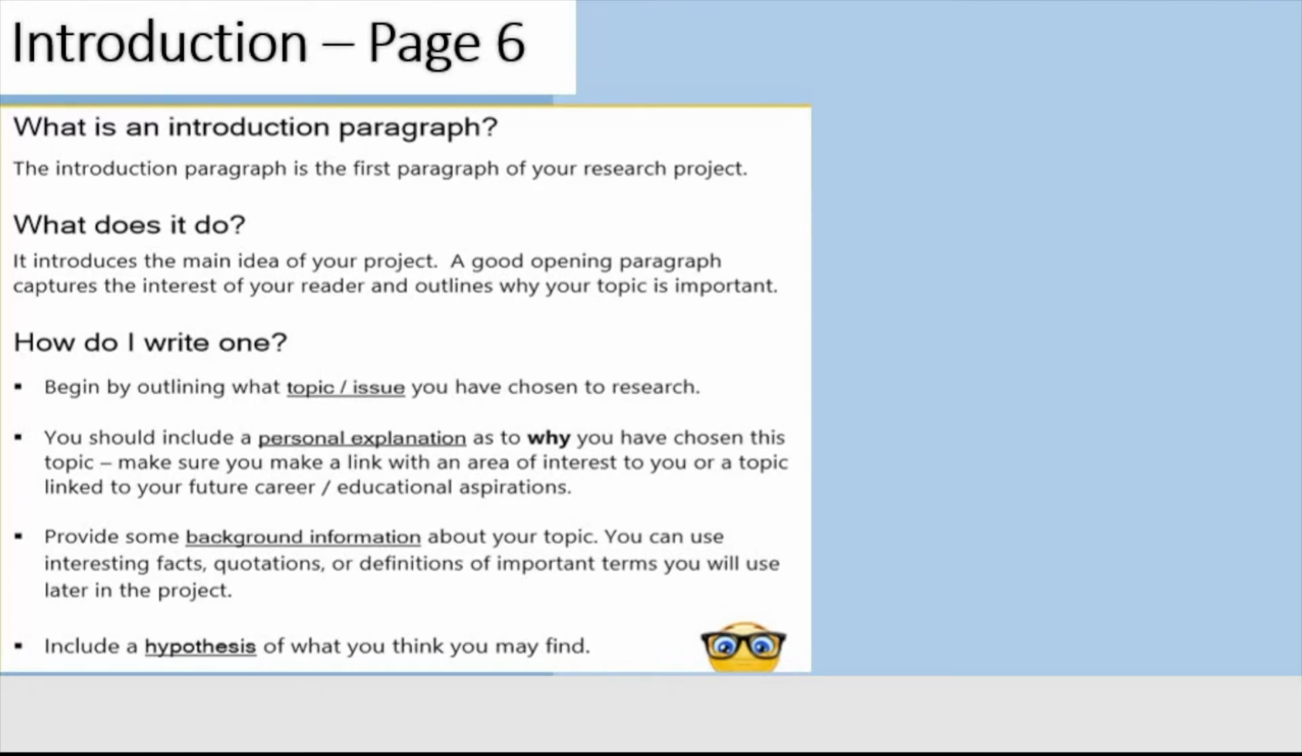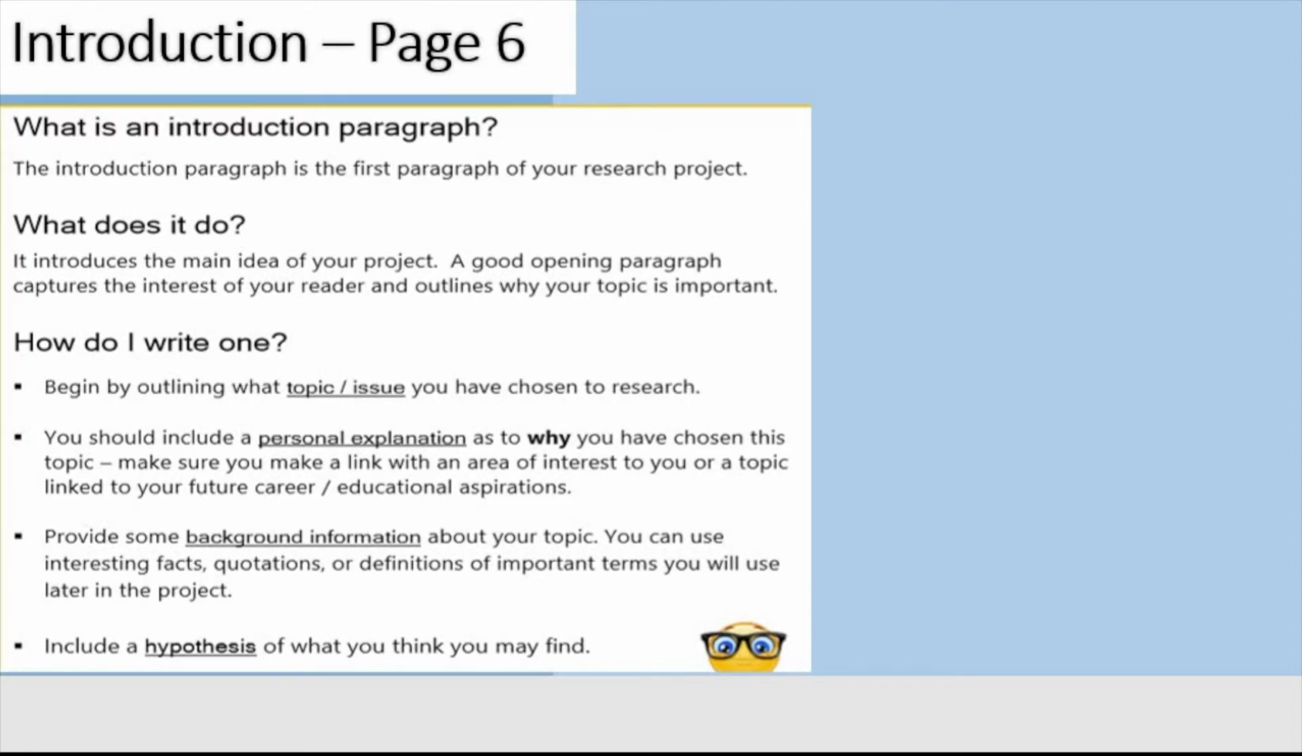Finally, to wrap up your intro, you need to include a hypothesis of what you think you might find. What we mean here is a prediction. Now obviously your title will be in the form of a question, so what do you think you're going to find out? Are you going to be able to answer this question one way or the other? Put that in your hypothesis. Put that in the introduction.